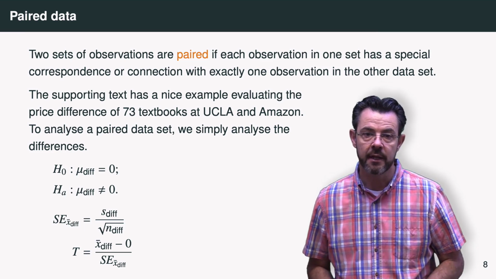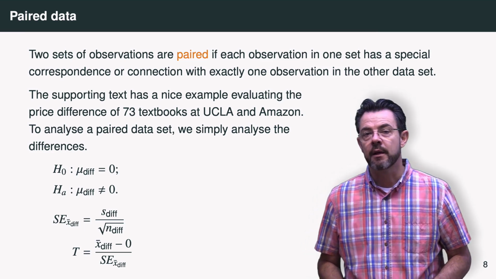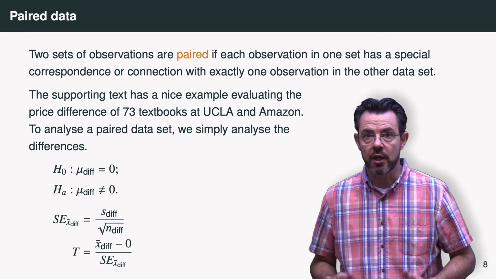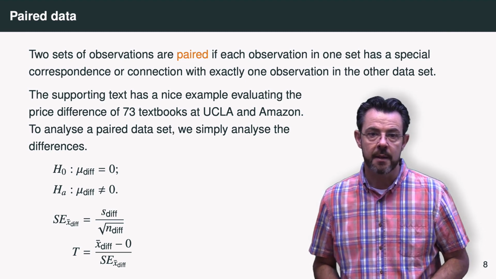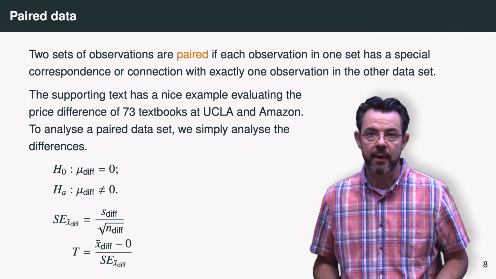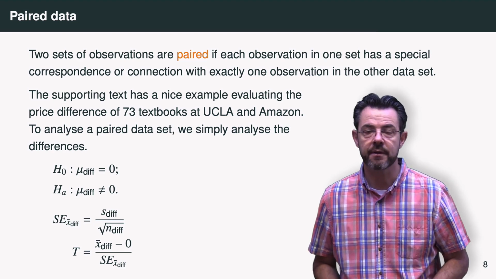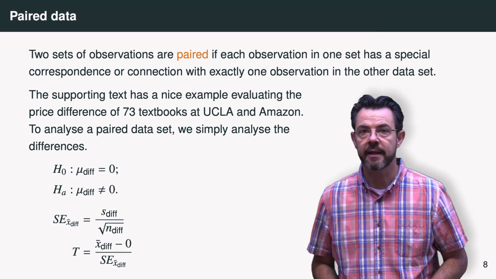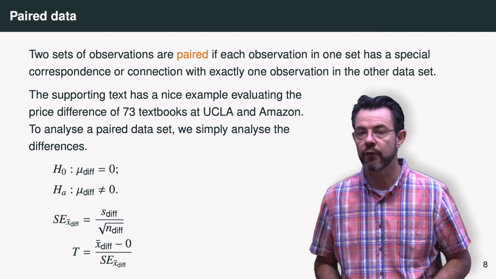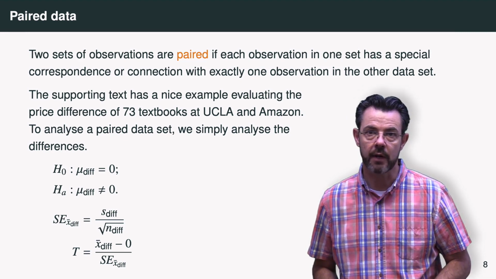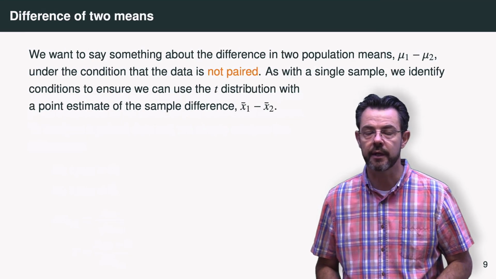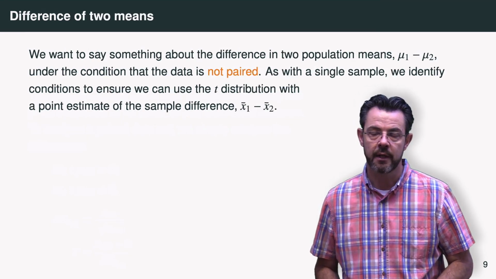And we calculate the t-value using the observed sample mean of the differences minus the mean that we have in our null hypothesis, which is 0, and we divide that by the standard error of the difference in sample means. All right, so that's just a special case when we do inference with numerical data.